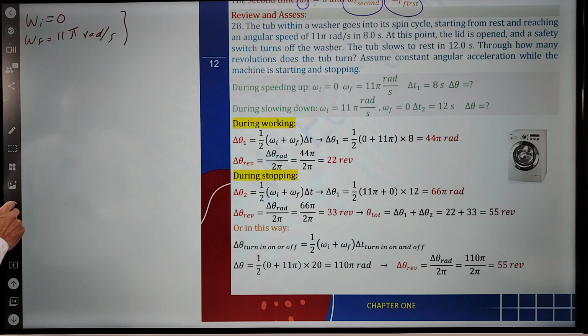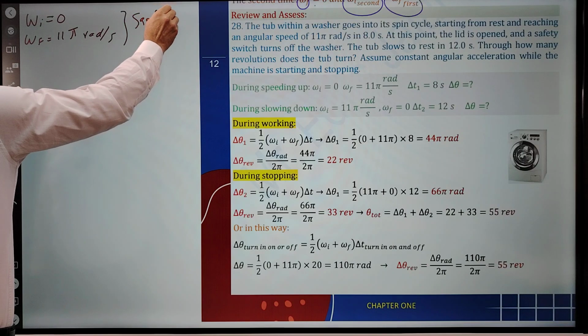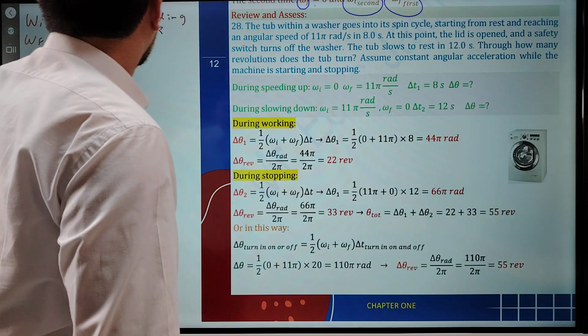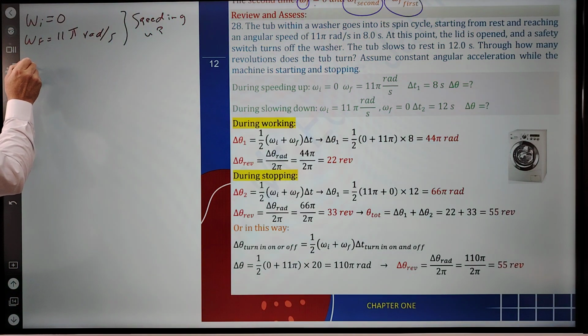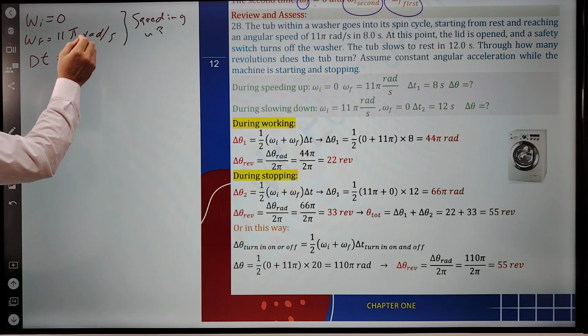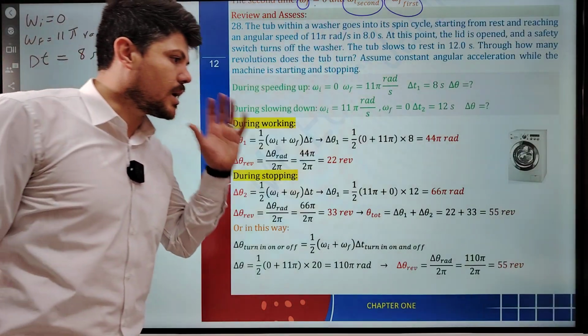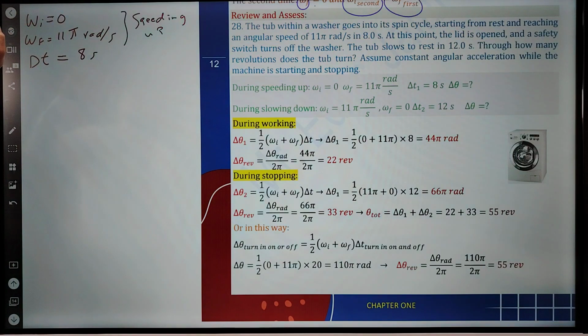This is speeding up from 0 to 11 pi. This is speeding up in 8 seconds. So this speeding up occurred in 8 seconds. Delta t in the case of speeding up is 8 seconds. So it means that this top in this washer started from rest, from 0 rad per second to 11 pi rad per second. So it takes 8 seconds.